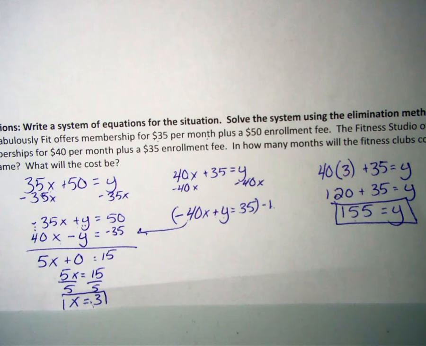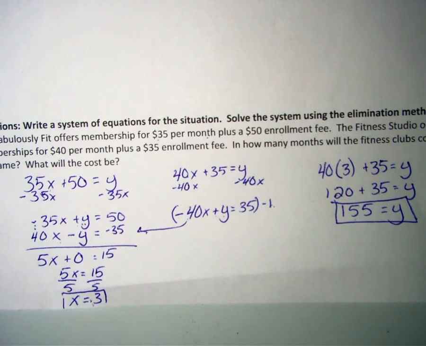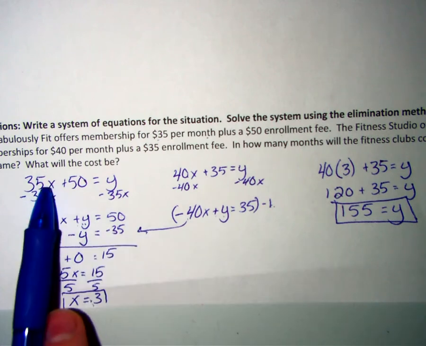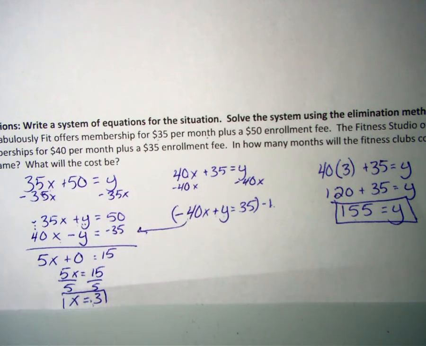Now, I certainly encourage you to check your solutions, which means you will check this ordered pair 3, 155 in both of your original equations just to make sure that it works. I'm not going to do that in the video because we are already at 17 minutes, so hopefully this has helped you to be successful in solving equations with the elimination method.